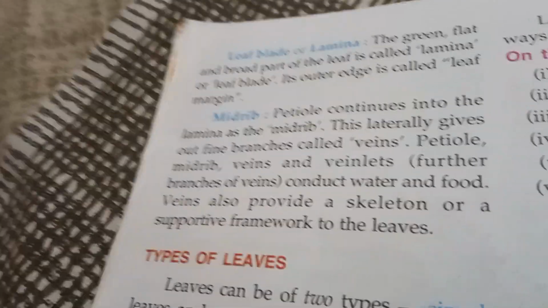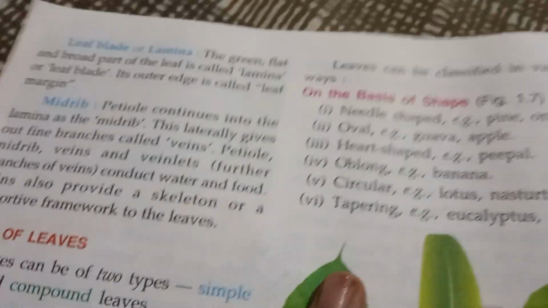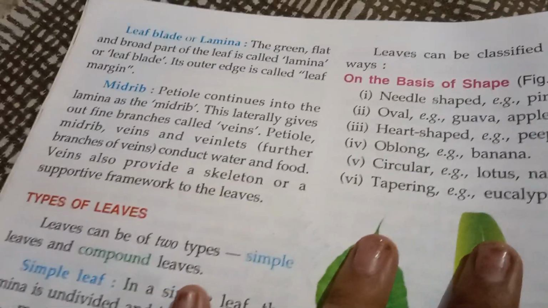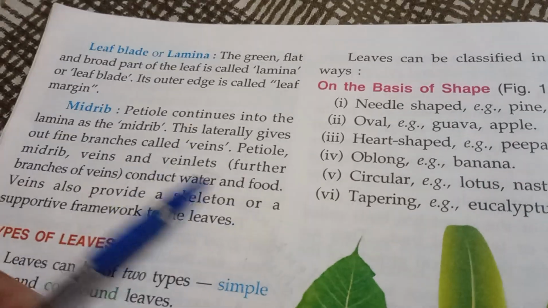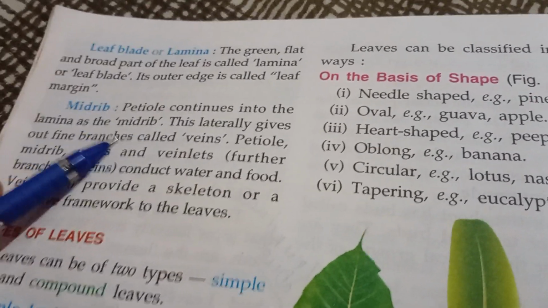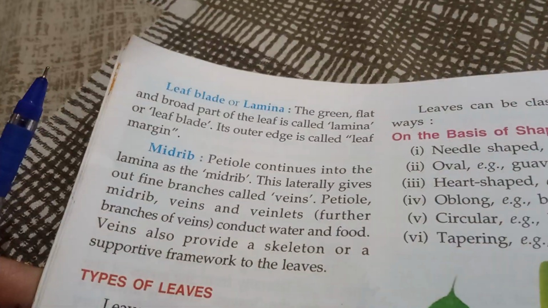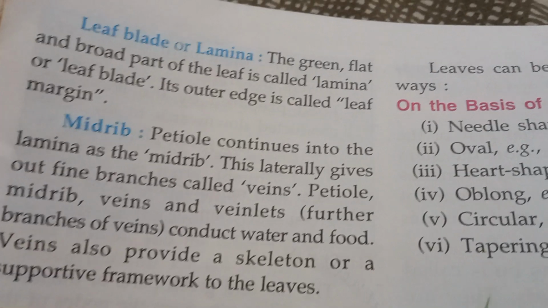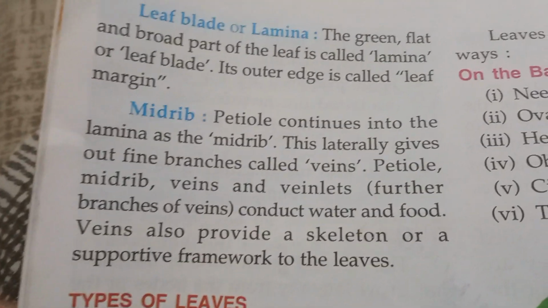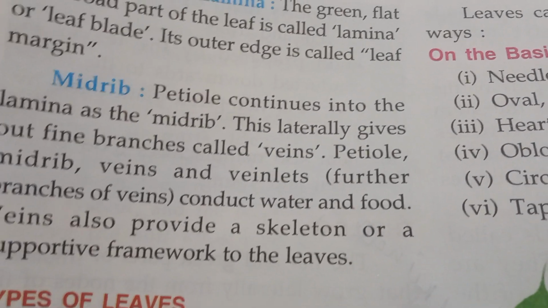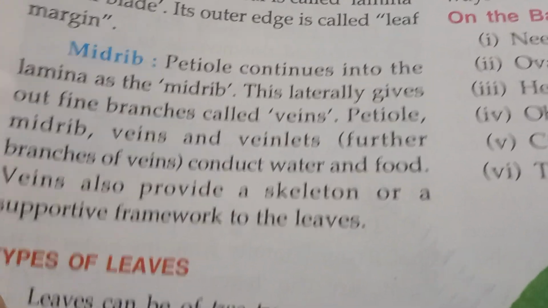Then we have the leaf blade or the lamina, as I told you. The green flat part of the leaf is called the lamina or leaf blade. Its outer edge is called the leaf margin. Then there is the midrib: the petiole continues into the lamina as the midrib. This laterally gives out fine branches called veins. Petiole, midrib, veins, and veinlets. Further branches or veins conduct water and food. Veins also provide a skeleton or a supportive framework to the leaves.